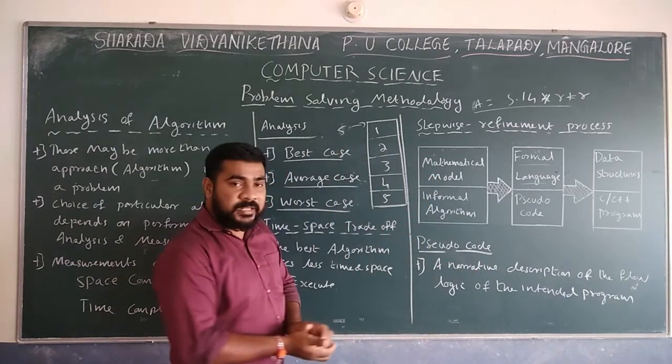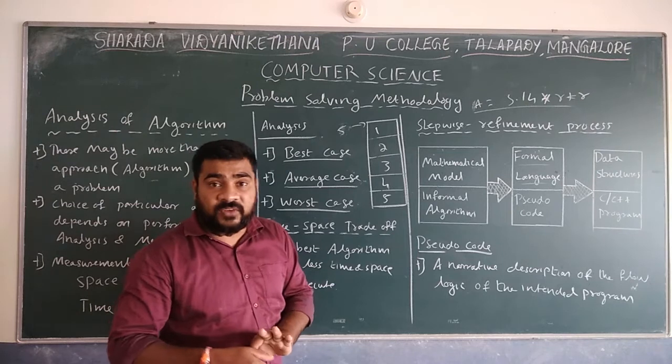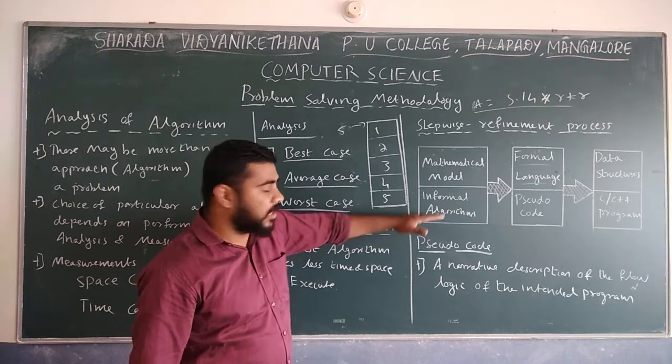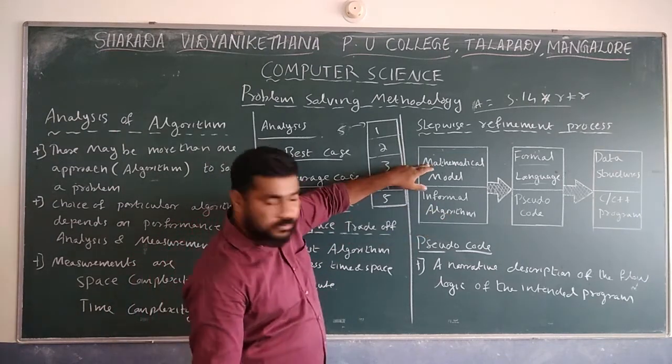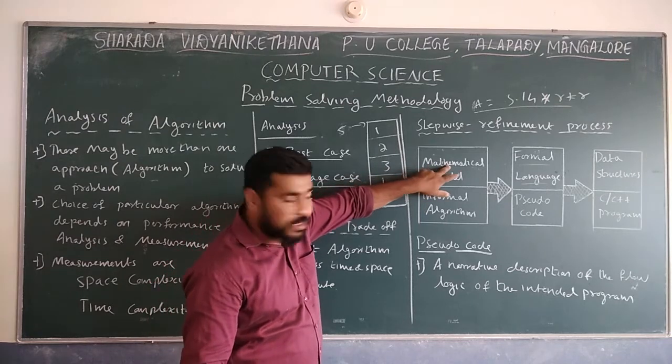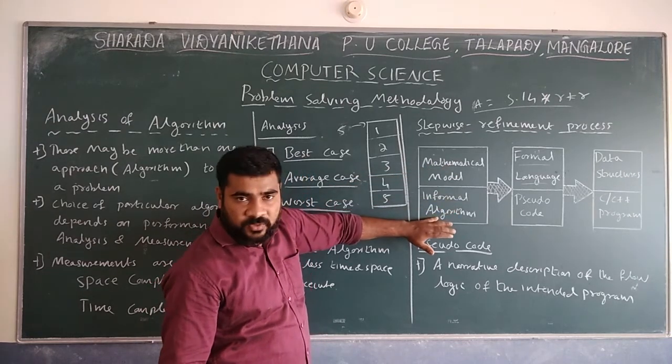So these are the three main steps of the stepwise refinement process. The first one is the informal algorithm. By using the method, we can write it like this. By using a mathematical model, we are going to write the informal algorithm.